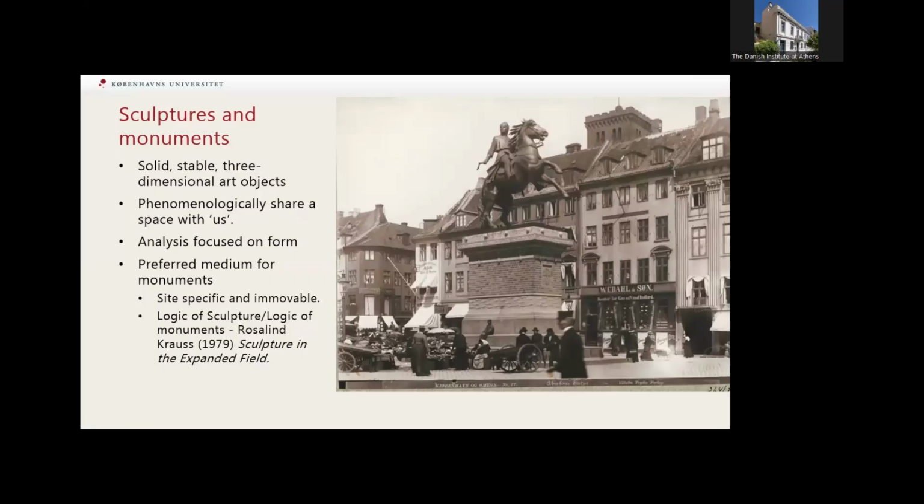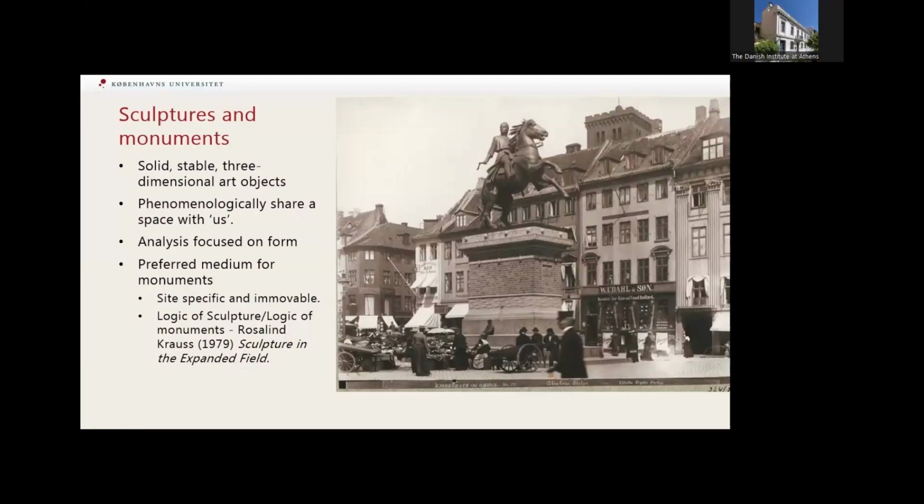Conventionally, sculpture as a medium is defined and perceived as solid, stable, three-dimensional visual objects, the analysis of which is typically focused on their form. And one of the most repeated distinctive features that I've come across is that they are phenomenologically in the same space as us, or occupy the same space as us.